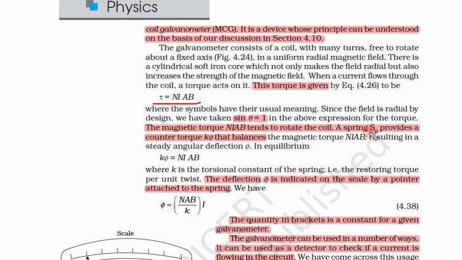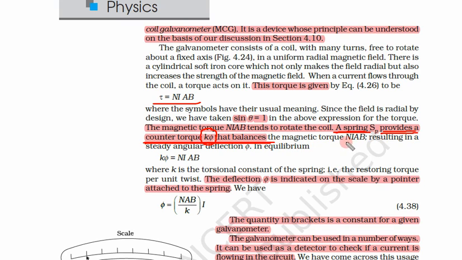Now, we have put a spring SP which provides a counter torque, because in the case of torque alone, the coil will keep on rotating. But in this case, we don't want continuous rotation. We want it to stop somewhere, at the value of some current. So, how is that torque balanced? It is balanced by a spring. This spring provides a counter torque. This counter torque is K phi.